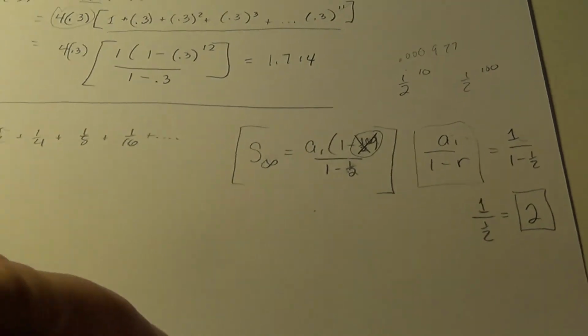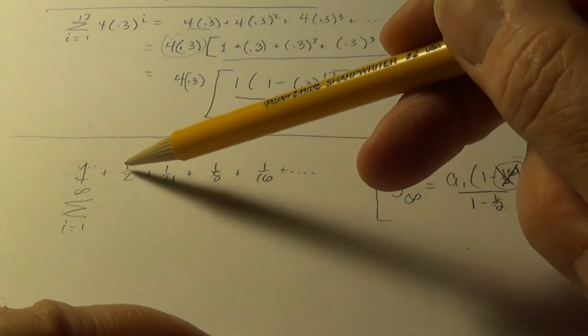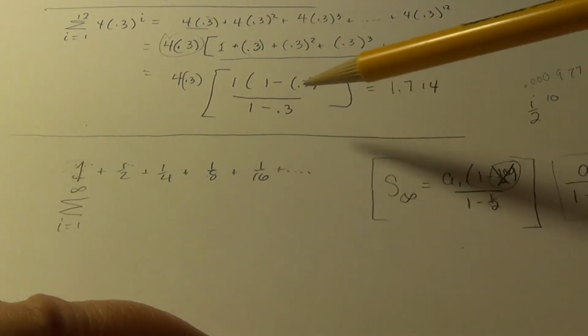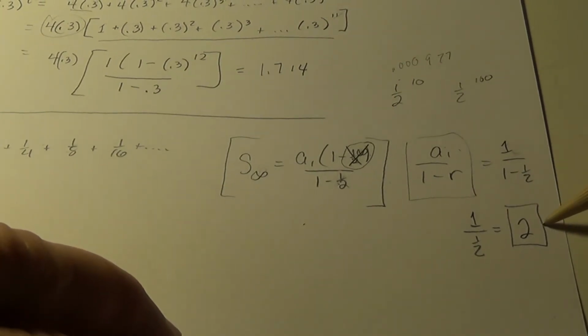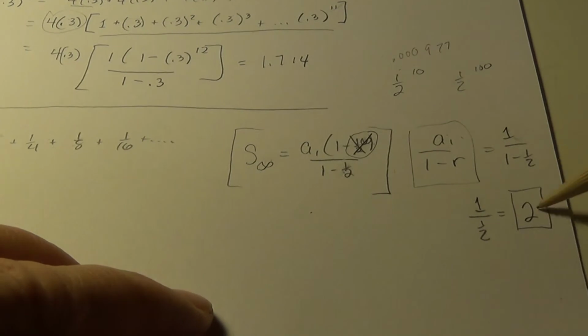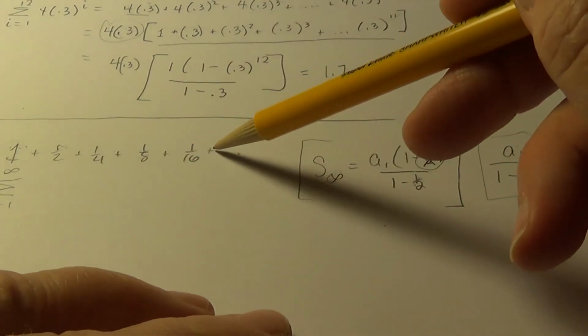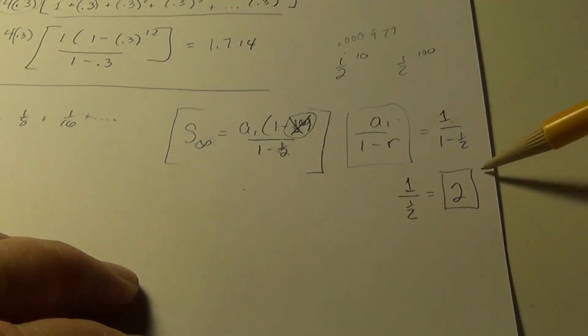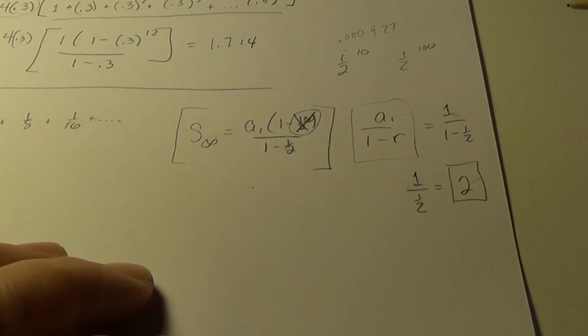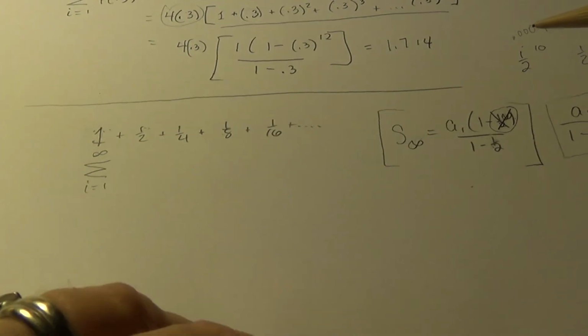All right, interesting that I can add up an infinite number of numbers and get an answer. That's shocking to me. If you add up all of these and you continue in this pattern forever, it will equal exactly 2. So, chew on that one.